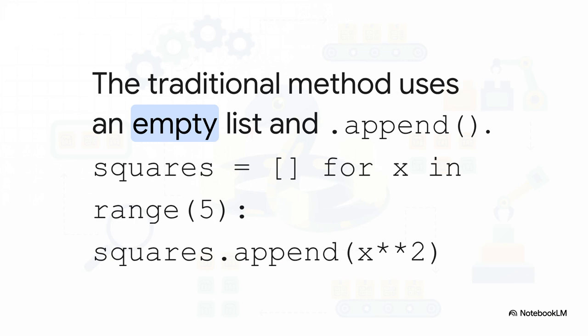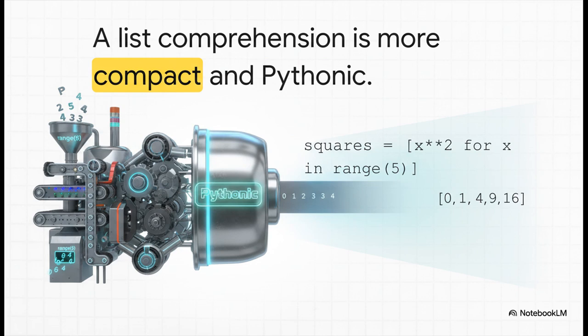A super common task is to create a new list based on some other data. This is the classic way to do it. You make an empty list, you loop, you do a calculation, and you .append the result each time. This works, it's perfectly fine, but there's a more advanced, more Pythonic way. This is called a list comprehension.